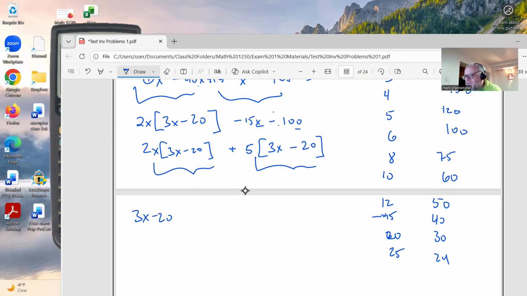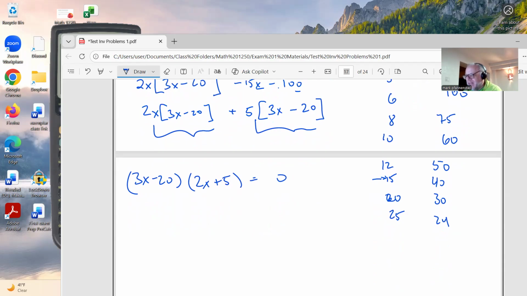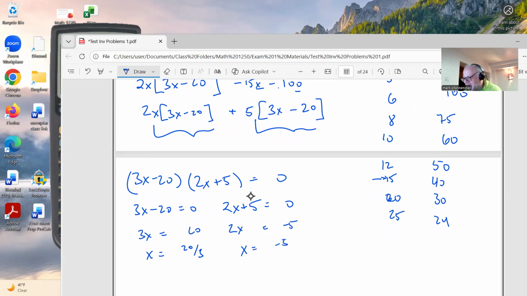All right, now that we've factored, we're going to say this is a 3x minus 20, and we have a 2x plus 5 equals 0. At that point, we can say zero factor principle: 3x minus 20 equals 0, 2x plus 5 equals 0. We have 3x equals 20, or x equals 20 thirds. Here we have 2x equals negative 5, or x equals negative 5 halves.